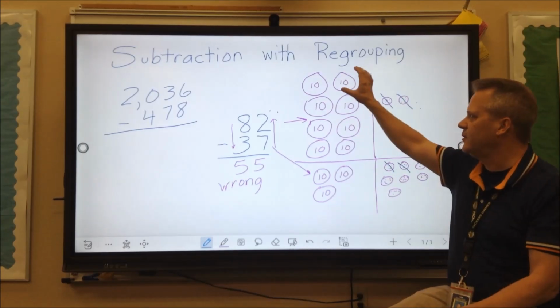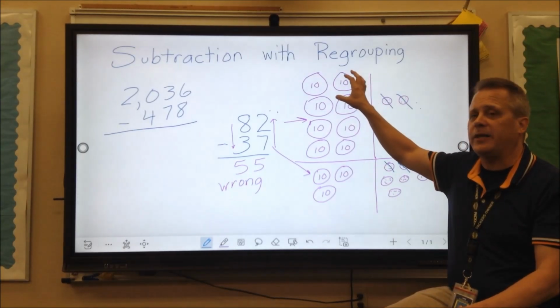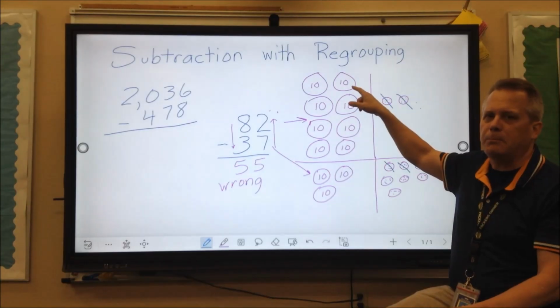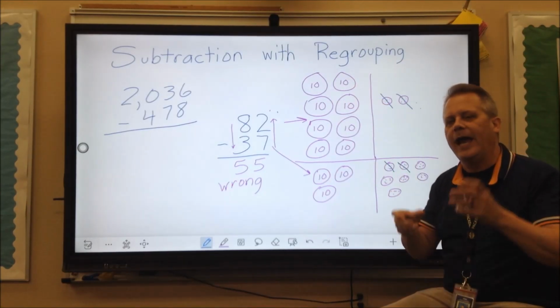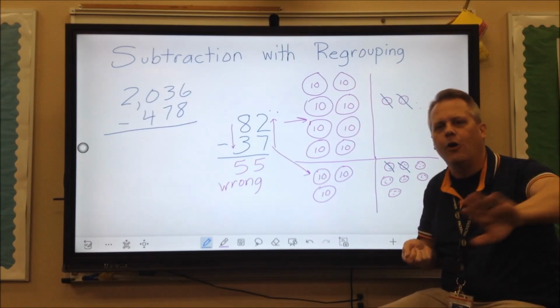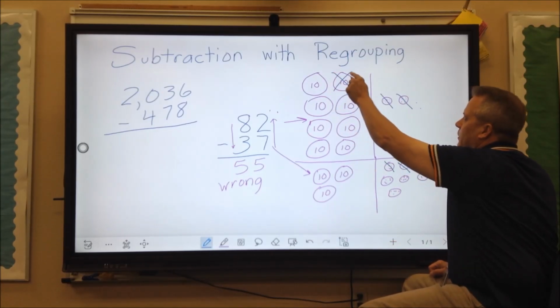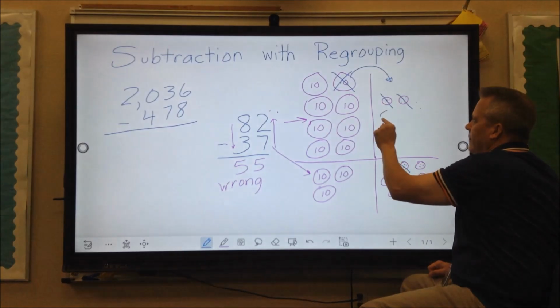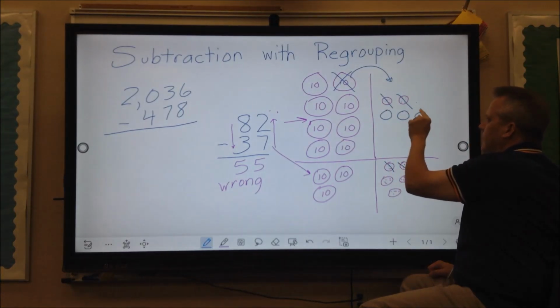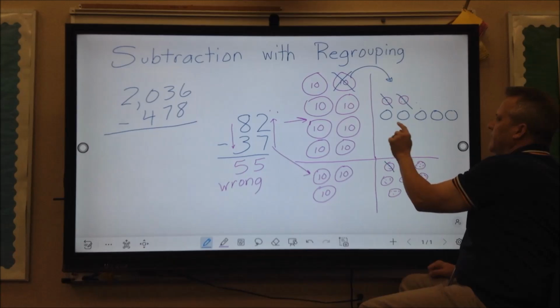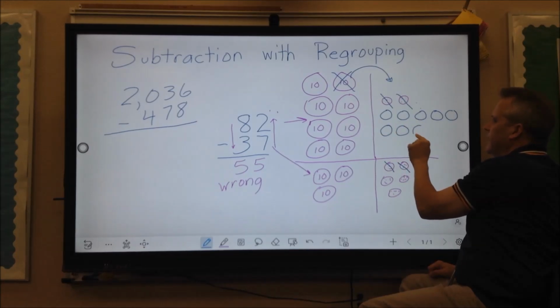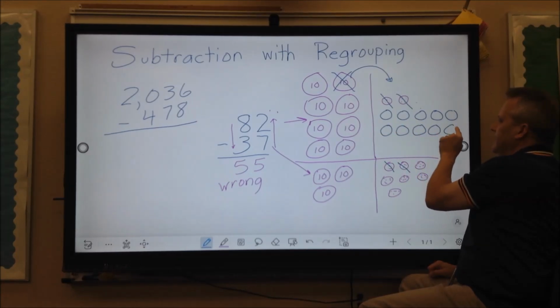So here's what I'm going to do. I'm going to take one of these plates of cookies. Now remember, the plate has 10 cookies, and I'm just going to shove them off the plate. So if I take this and I shove them off the plate, now I've got 10 cookies. 4, 5, 6, 7, 8, 9, 10.